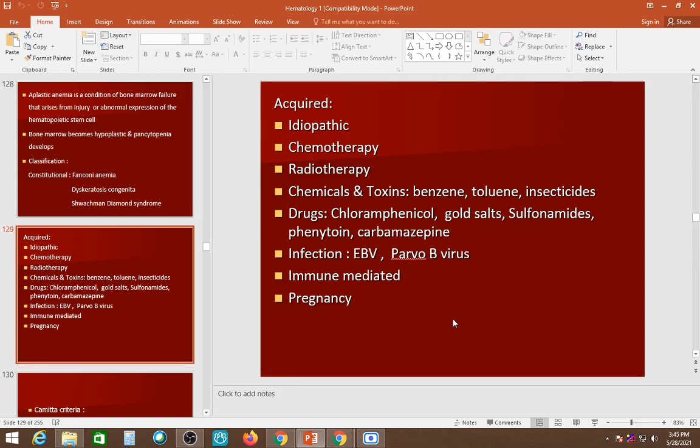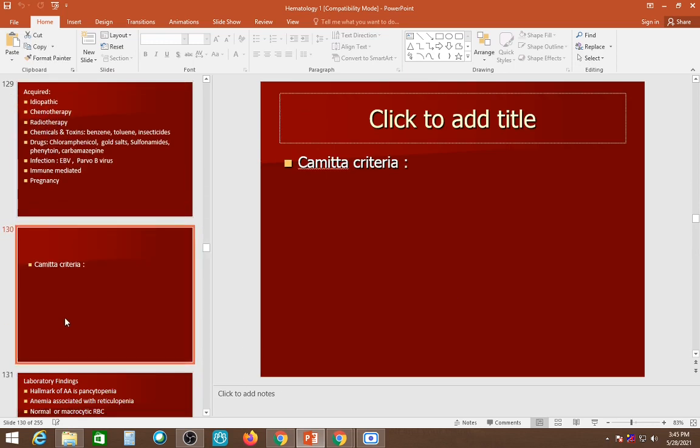Classification: it can be constitutional or acquired. Under constitutional, it can be Fanconi's anemia, dyskeratosis congenita, and Shwachman-Diamond syndrome. Under the acquired, those are the following causes. With regards to the Camitta criteria, please see it in Davidson. Okay, I forgot to paste the Camitta criteria of aplastic anemia, very short.